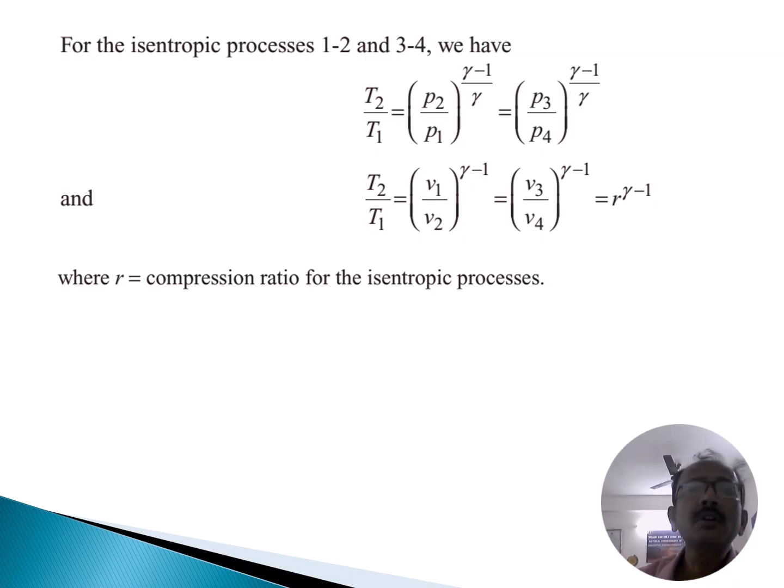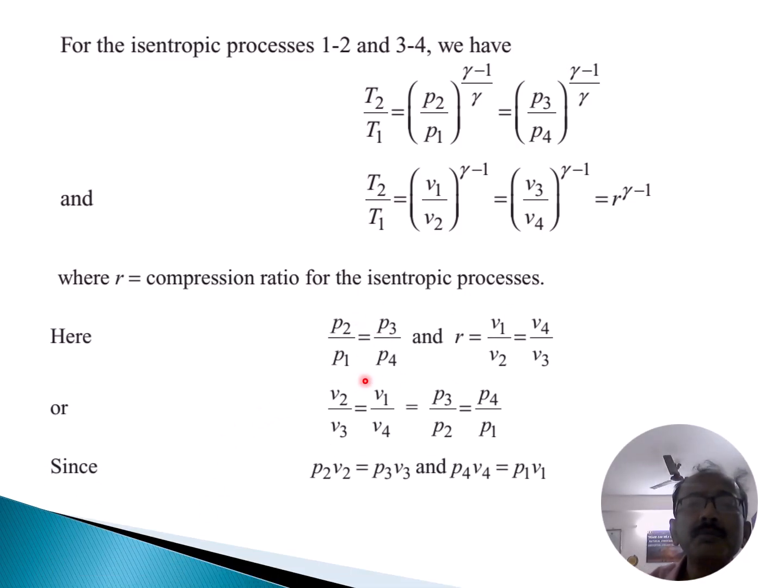For isentropic processes 1-2 and 3-4, this is the relationship of temperature and pressure. Finally we get this because pressure P2 equals P3 and P1 equals P4. From that relationship, and the temperature and volume relationship of isentropic process 1-2, we can write this. And this R is nothing but the compression ratio of the isentropic process.